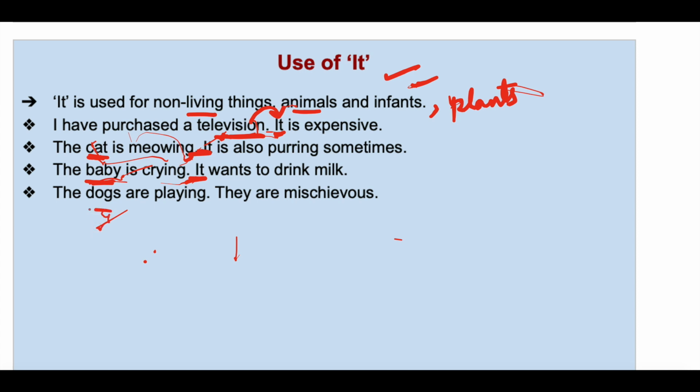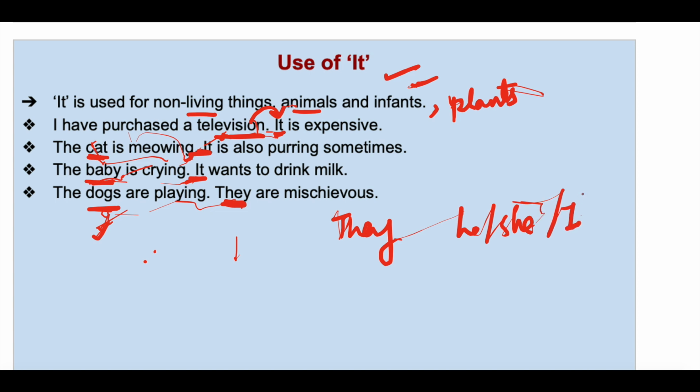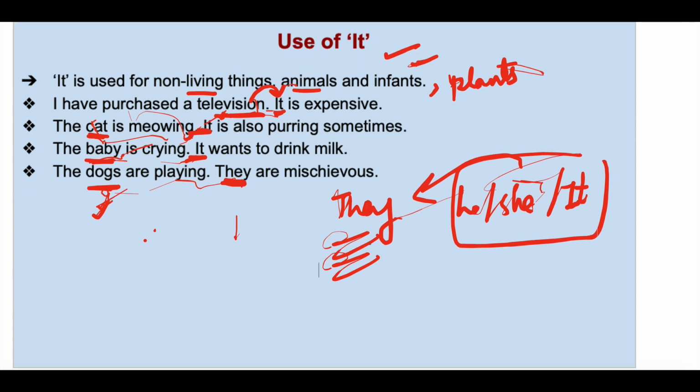The dogs are playing. Now dogs, plural, that's why here they has been used, because they is the plural form of it. They is also the plural form of people, that is he, she, it. So the plural form of he, she, it, everything is they. They is in subjective case.